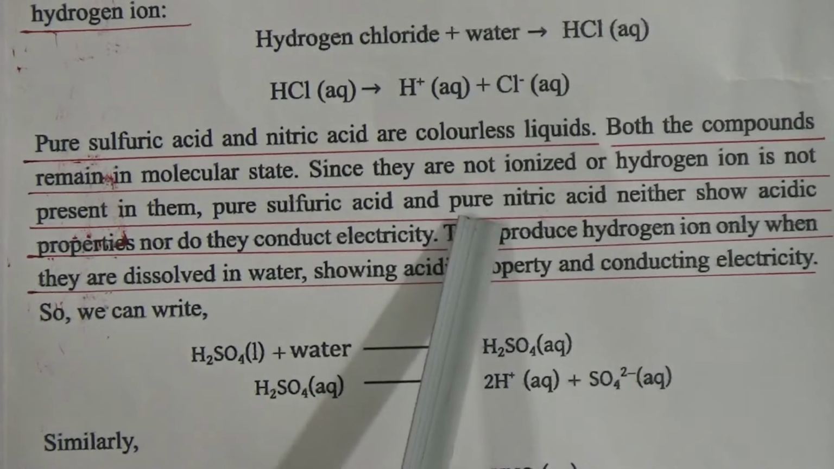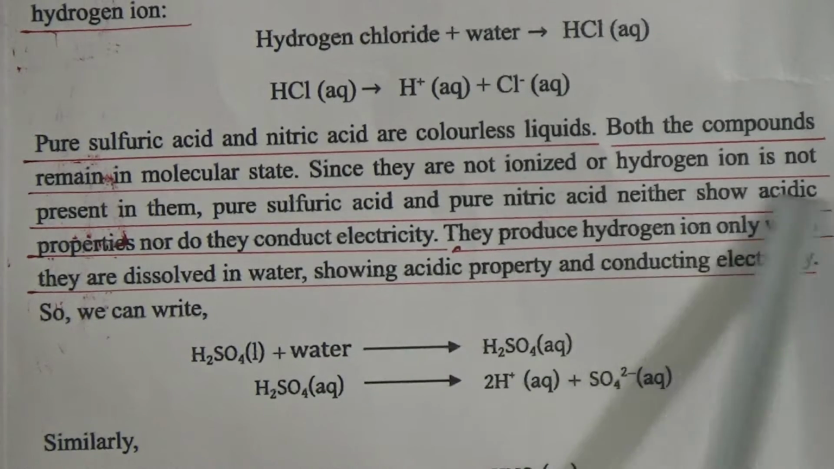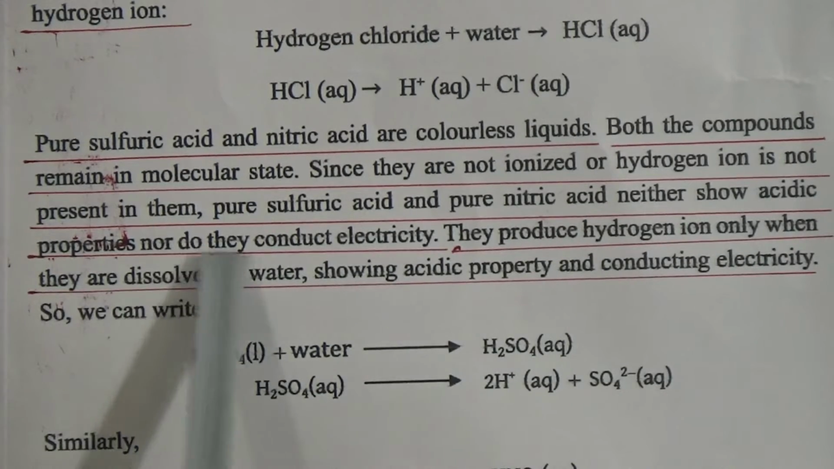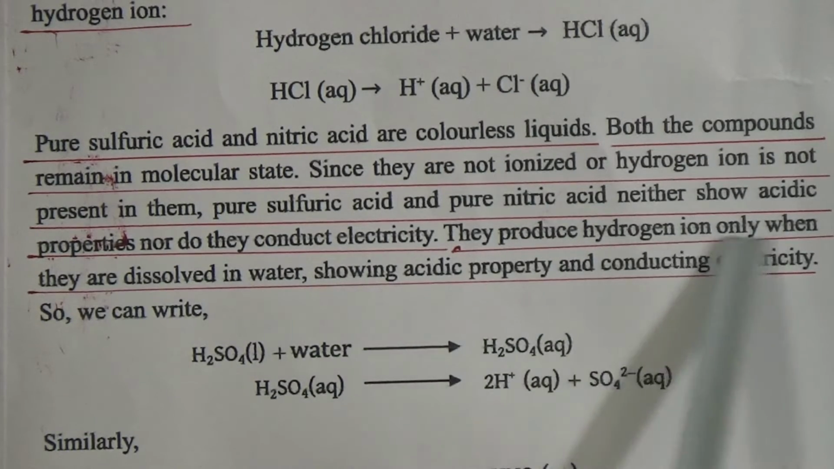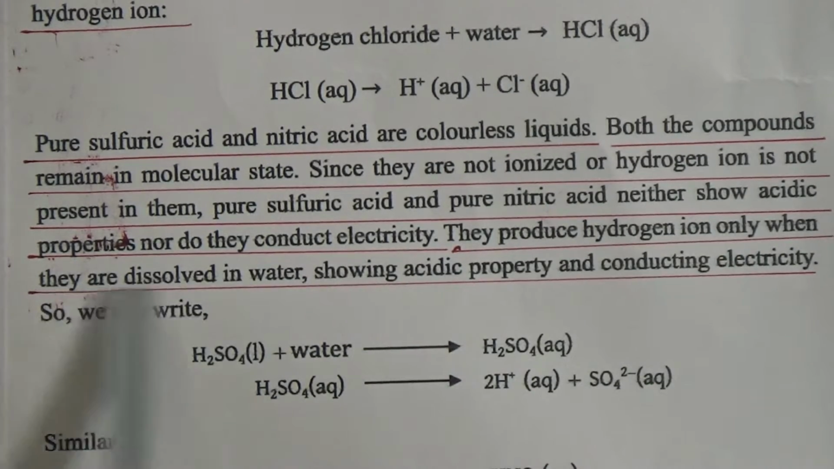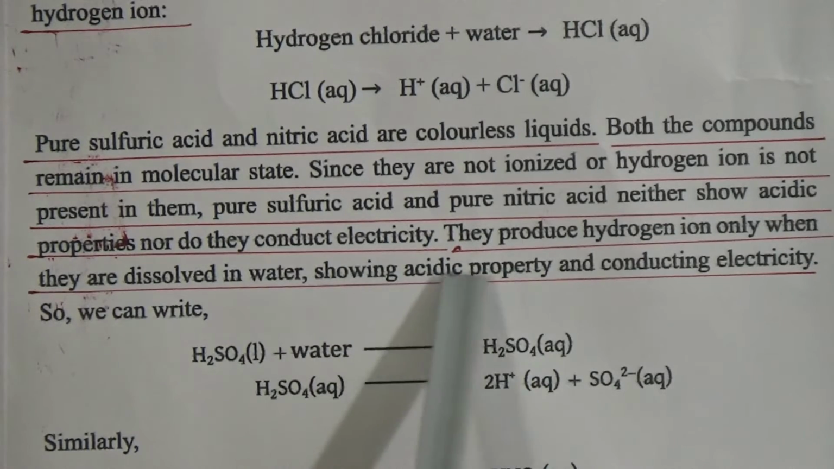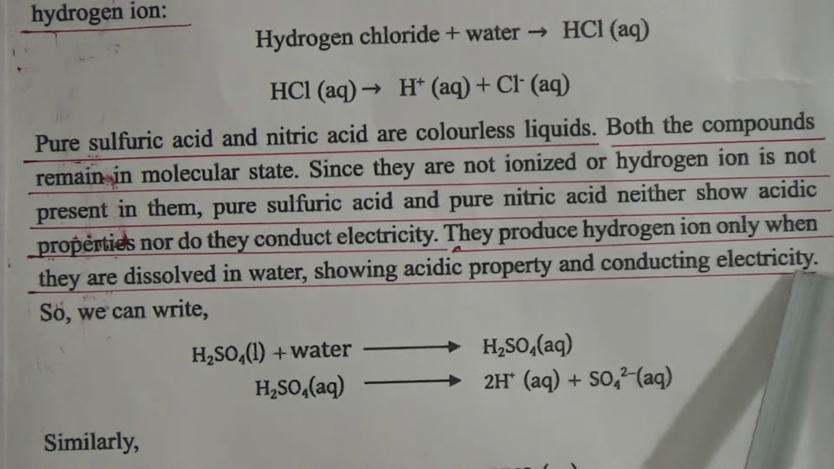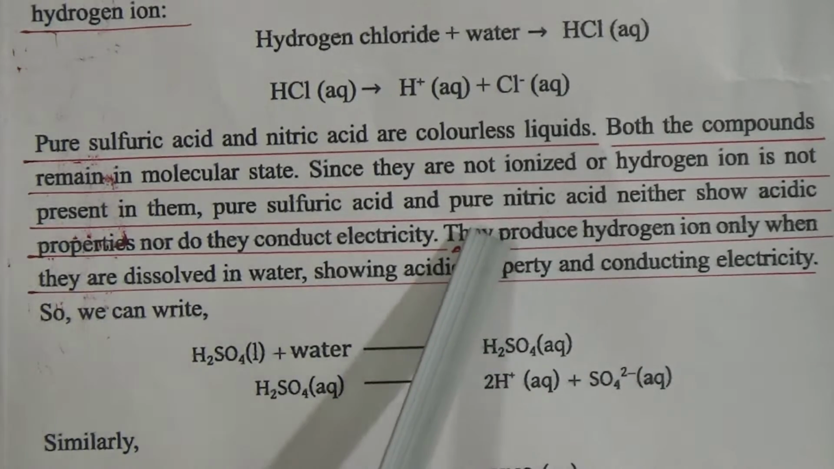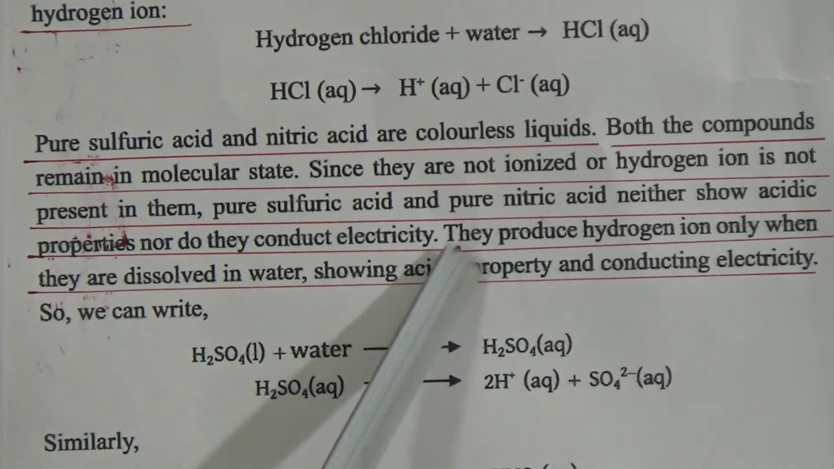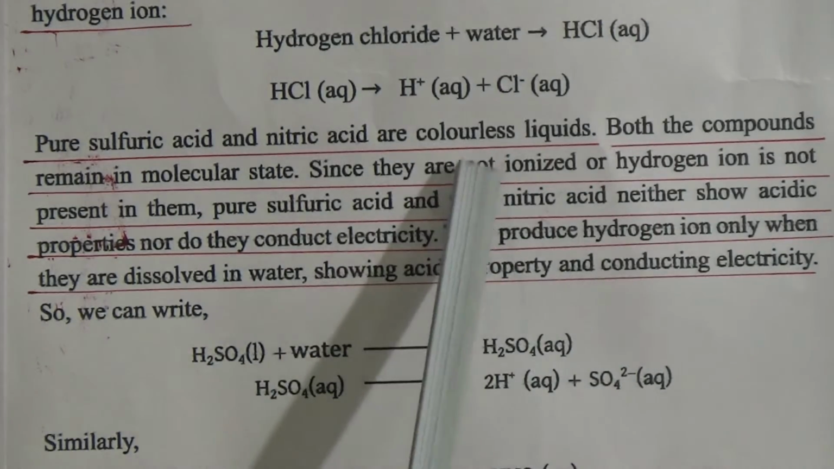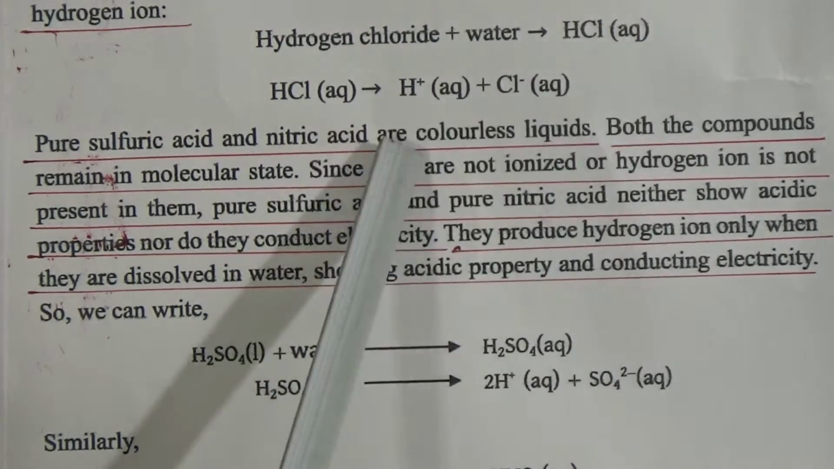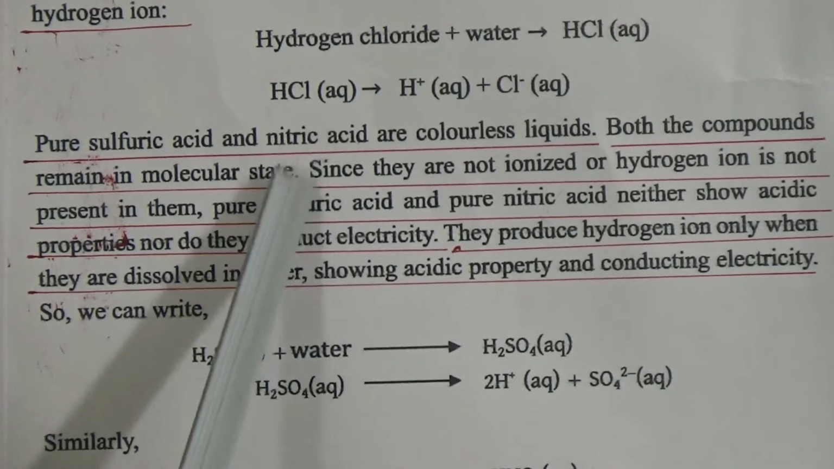Pure sulphuric acid and pure nitric acid neither show acidic property nor do they conduct electricity. They produce hydrogen ions when they are dissolved in water, showing acidic property and conducting electricity. And this portion you have to remember, this is very much important. That means pure acid without any water is a non-conductor of electricity and it does not show the acidic property.